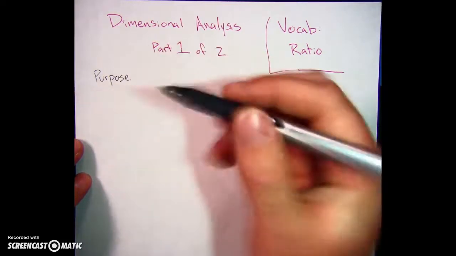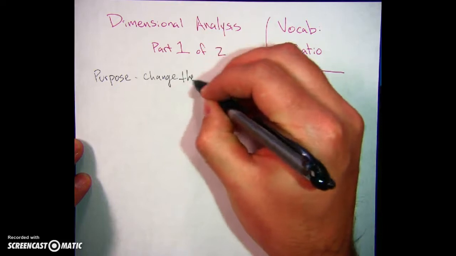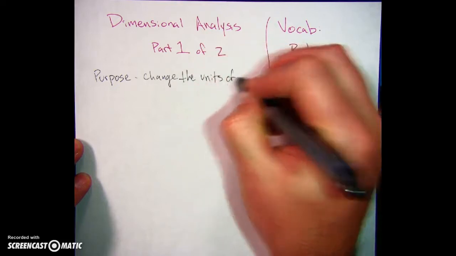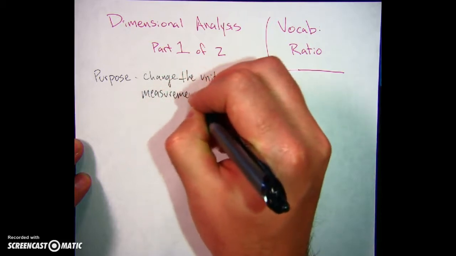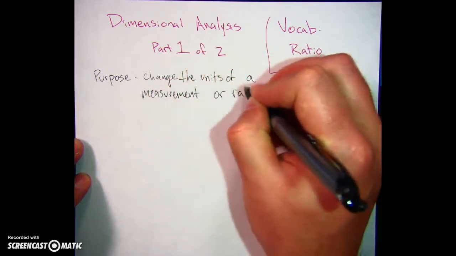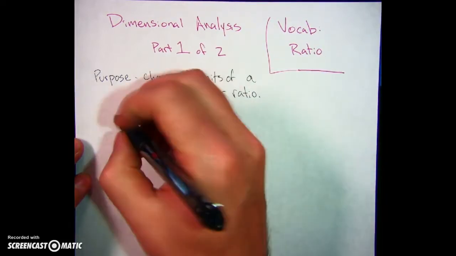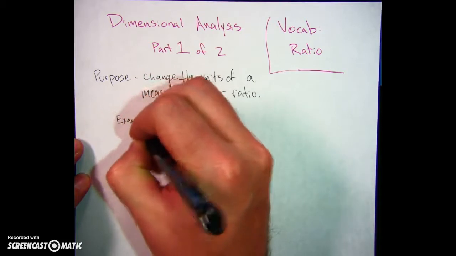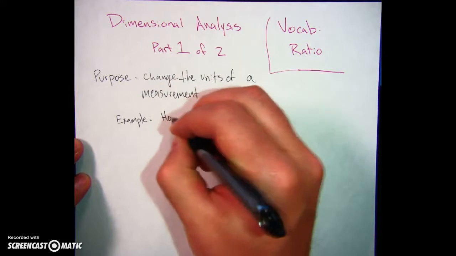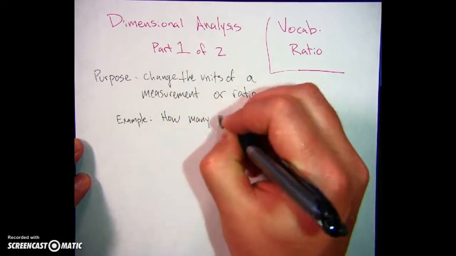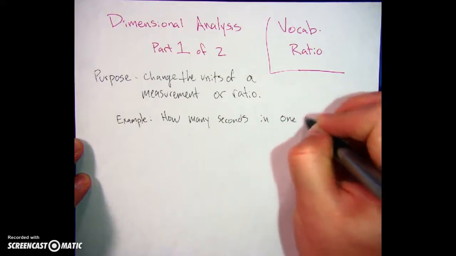But the purpose of it, the reason why we use it, is to change the units of a measurement or a ratio. So an example of this is the first one that I'm going to walk you through. An example would be, how many seconds are in one day? So I'm going to write that in. How many seconds in one day?